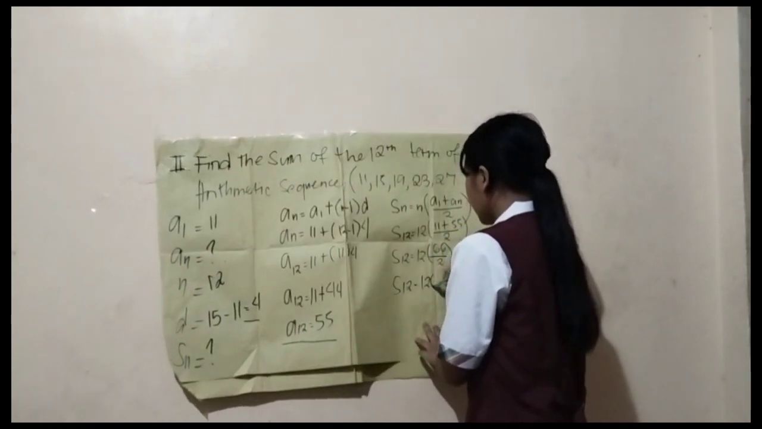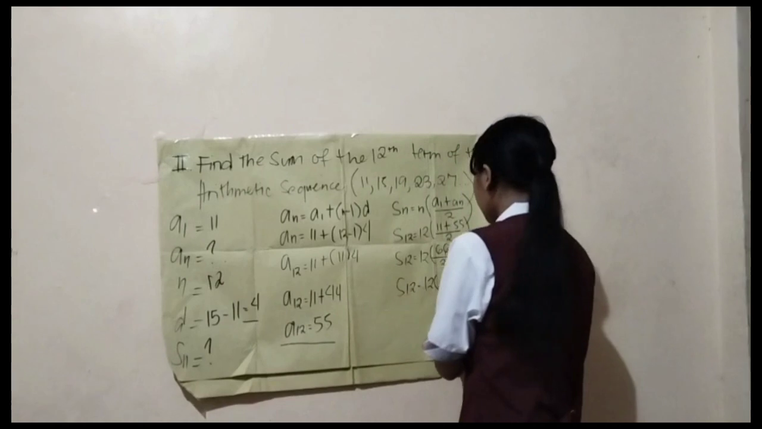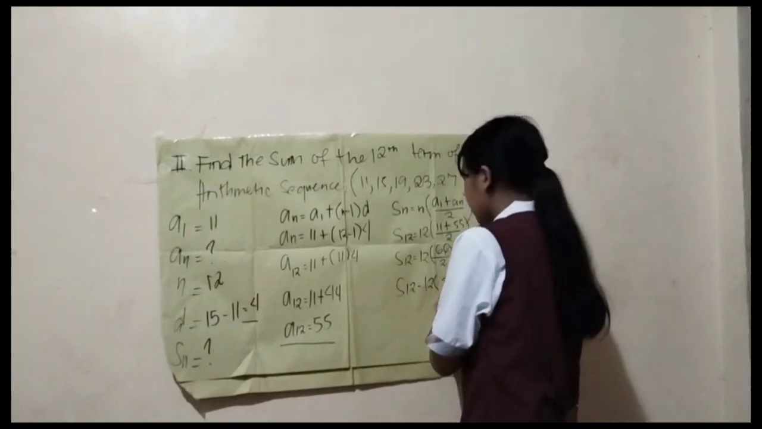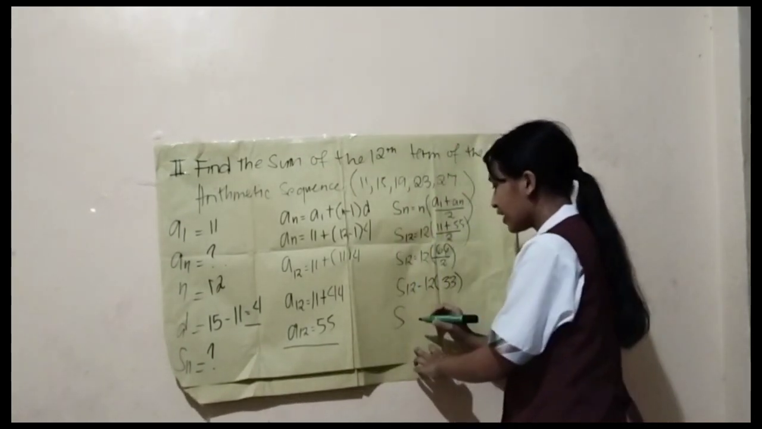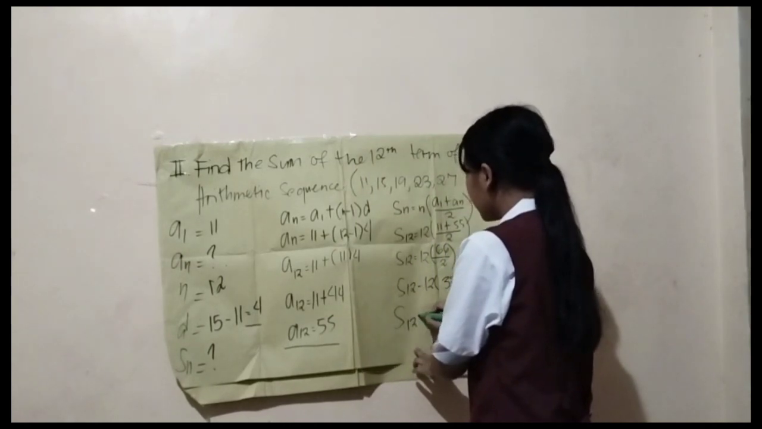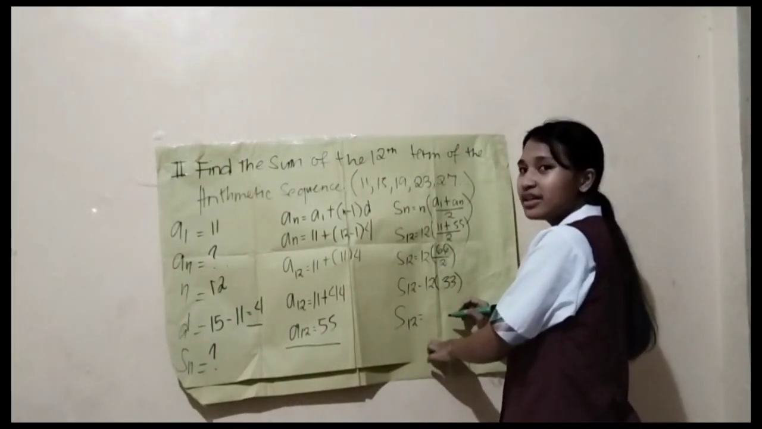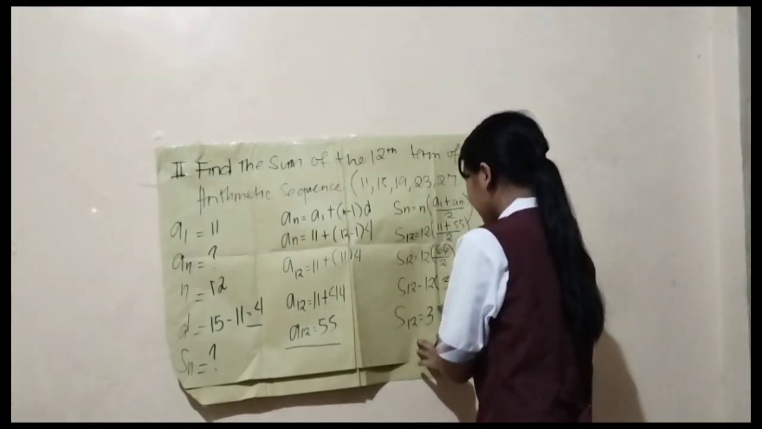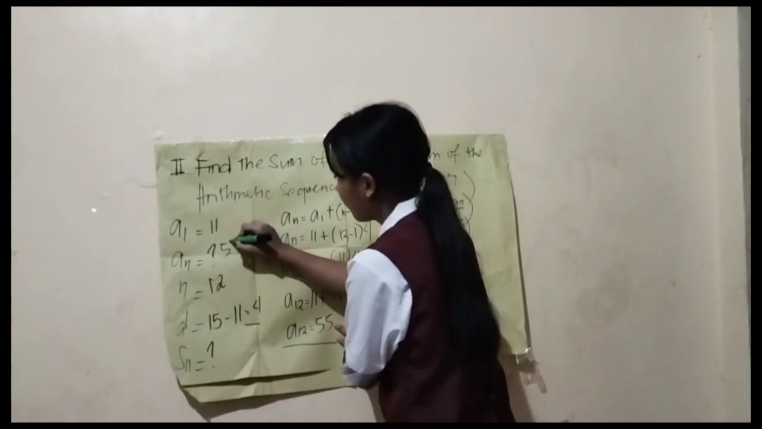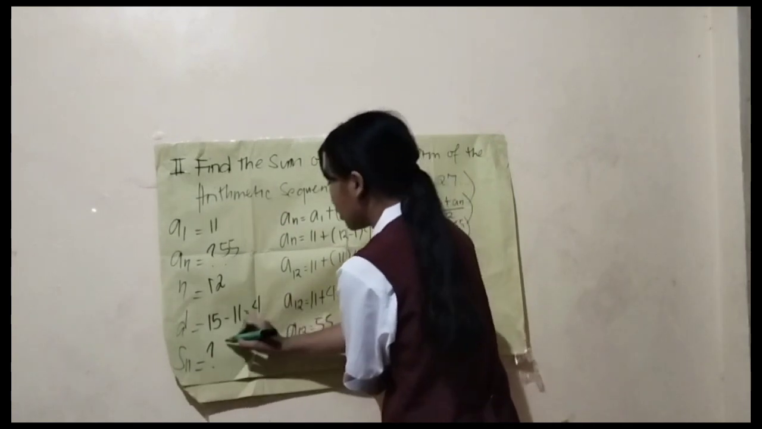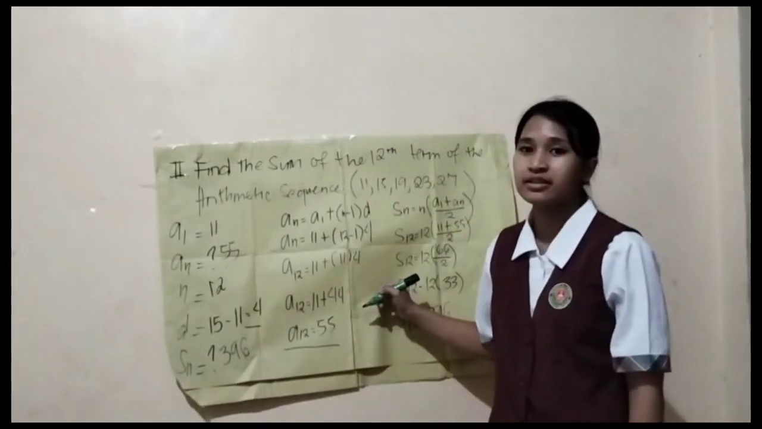Now, 66 divided by 2 is 33. Then for us to get the value of s sub n, we would multiply 12 and 33. So 12 times 33 is 396. Now we will be putting the value of a sub n, which is 55, and the value of s sub n, which is 396. And that's how you get the value of a sub n and the value of s sub n in an arithmetic sequence.